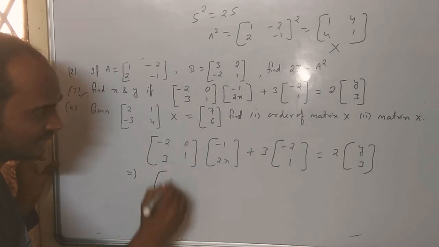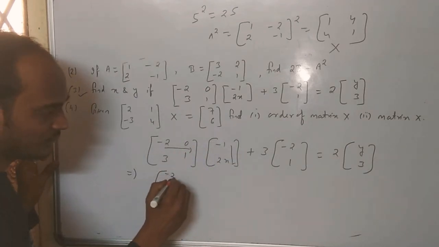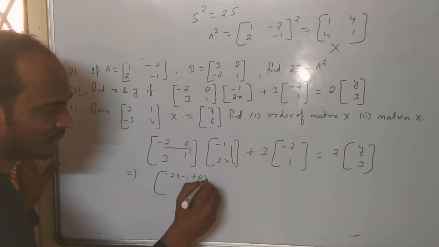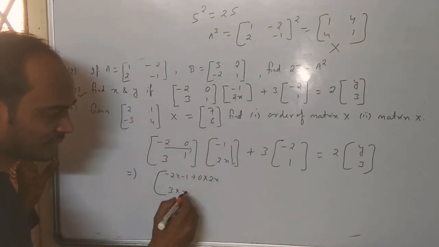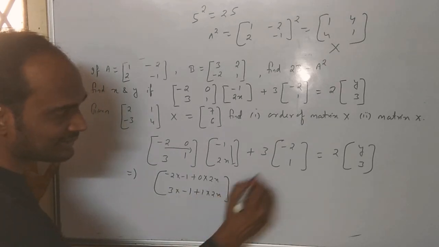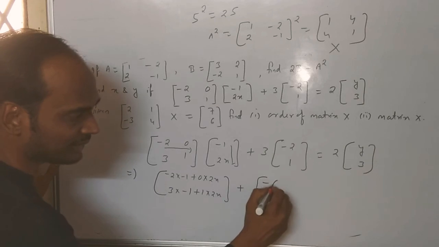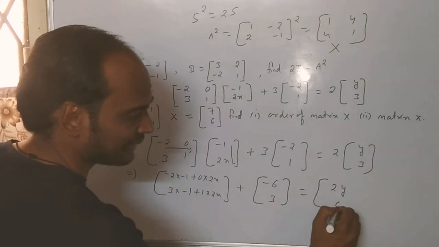When you are multiplying, row into column will be multiplied. So -2 into -1 plus 0 into 2x. Then 3 into -1, second row first column, -1 plus 1 into 2x. Plus this one, this is direct multiplication, -6, 3. Here also you multiply, this is 2y and 6.